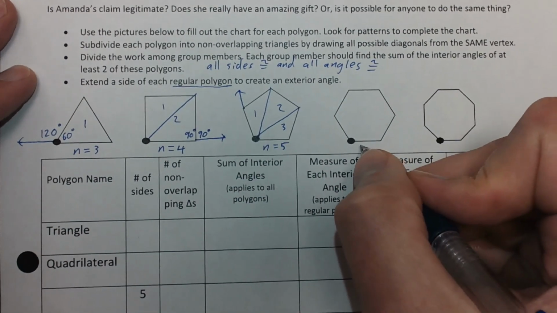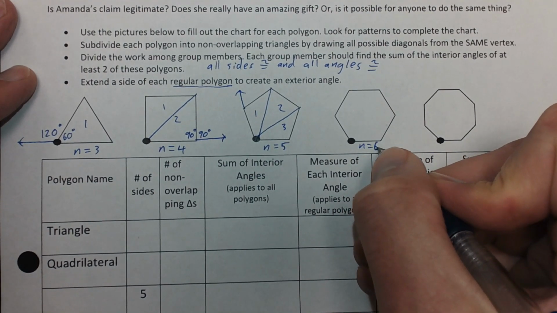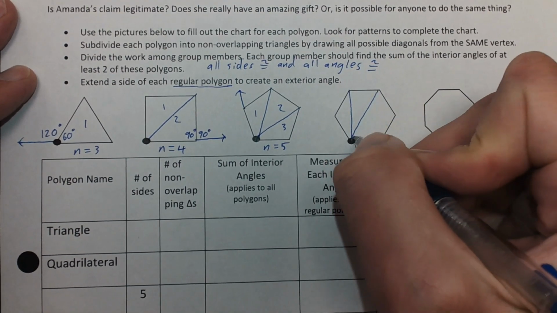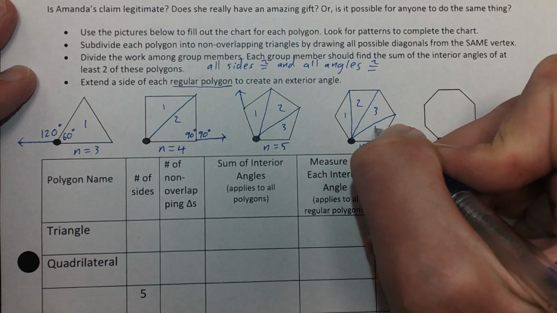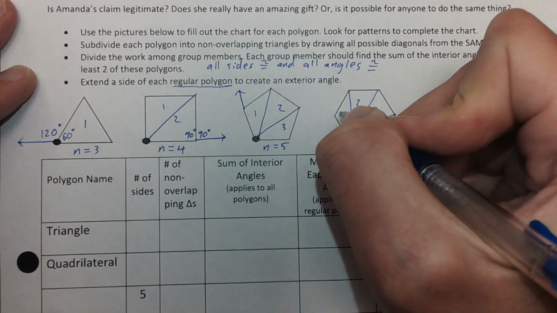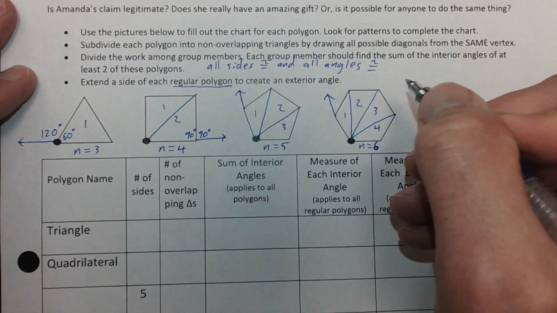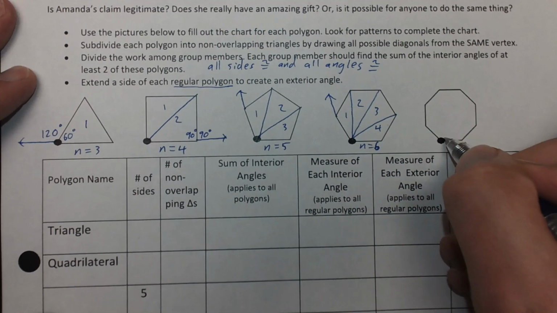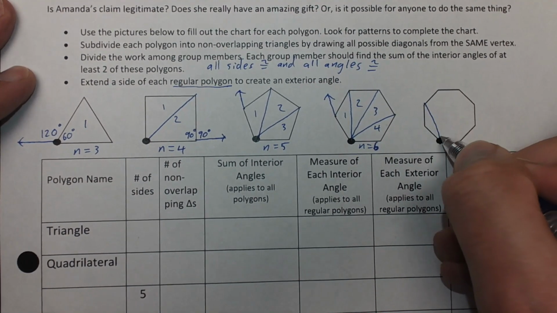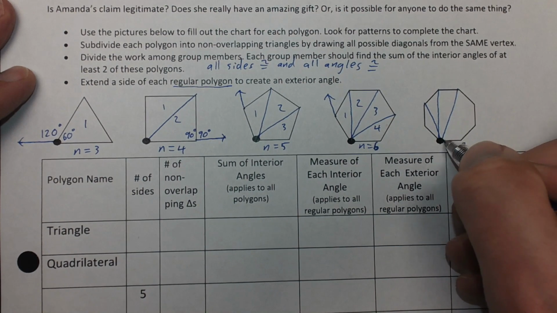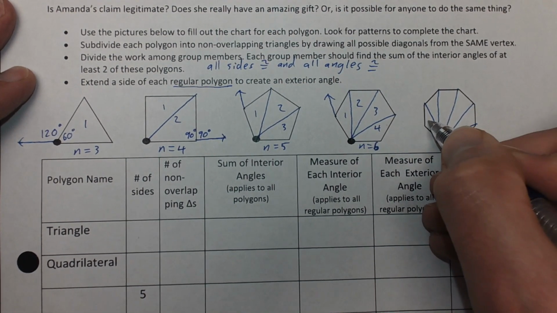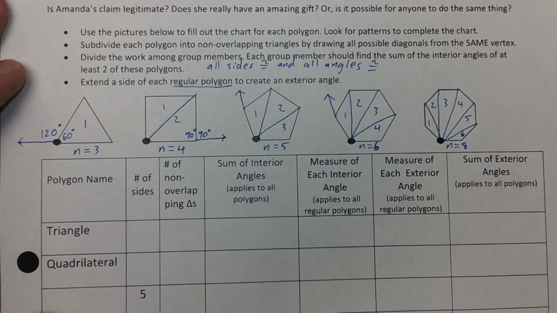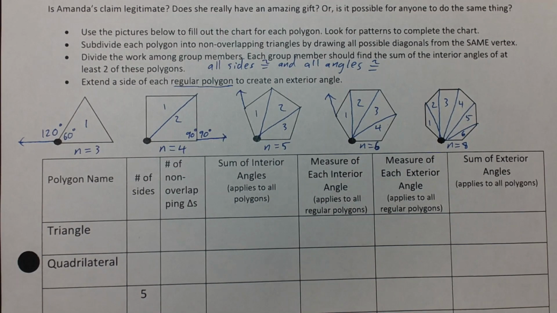So this is a hexagon. n is equal to 6 for a hexagon. How many interior triangles are there? 1, 2, 3, 4. And we'll extend a side. We'll just say this one. This is an octagon. n is equal to 8. How many interior triangles are there? Turns out there's 1, 2, 3, 4, 5, 6. 6 interior triangles can be drawn inside an octagon.